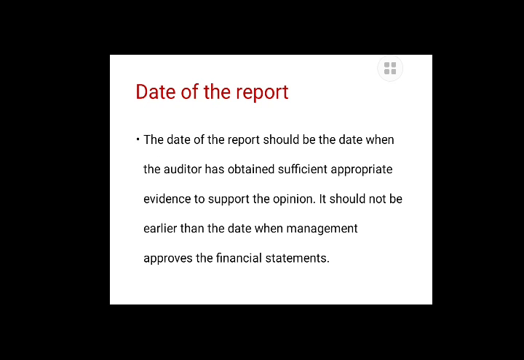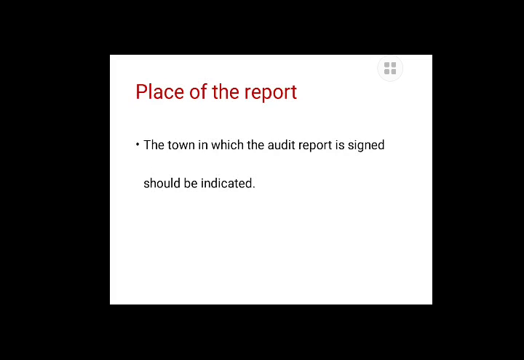Now the next element is the date of the report. The date of the report should be the date when the auditor has obtained sufficient appropriate evidence to support the opinion. So the date of the report should be when the evidence is collected by the auditor in support of the opinion. That date should be mentioned. It should not be earlier than the date when management approves the financial statement. So the date should be after the approval of the financial statement, not earlier.